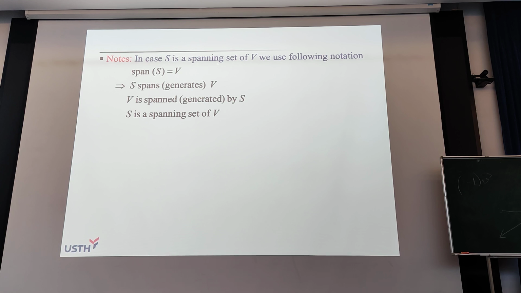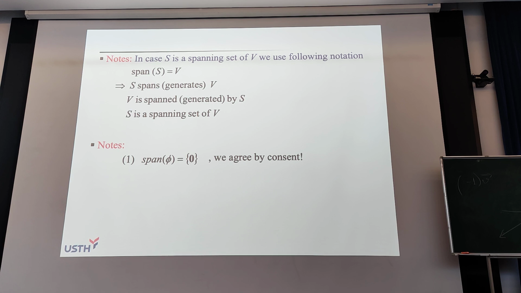When S is a spanning set of V, meaning that span S equals V, we can say the set S spans or the set S generates V. The vector space V is spanned or is generated by the set S, or we say S is a spanning set of V. That is a different way of talking about the spanning set of V.